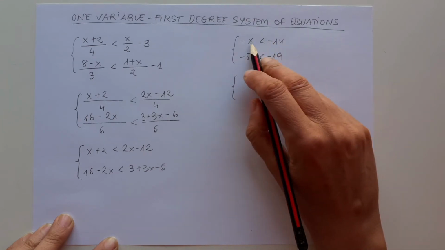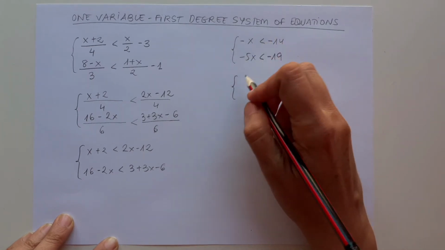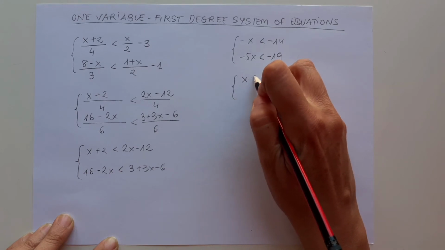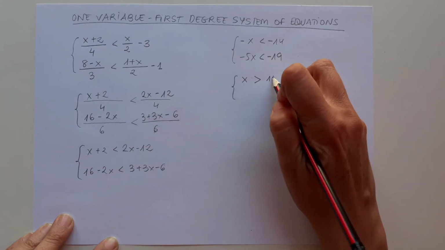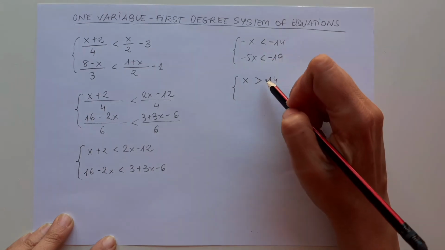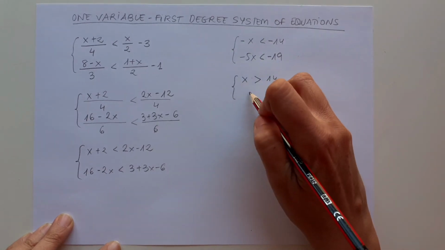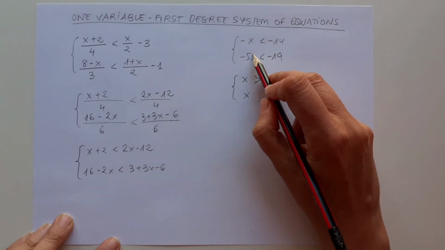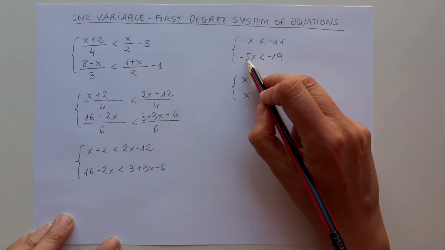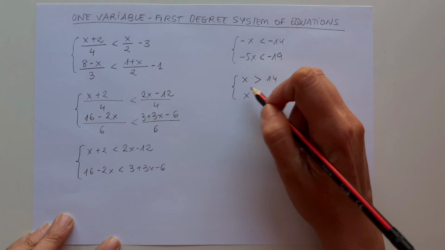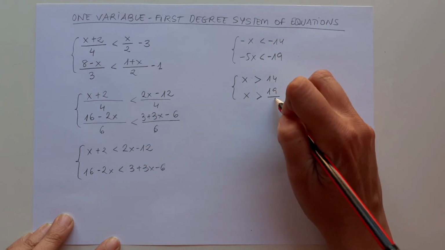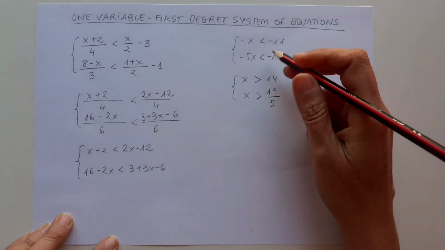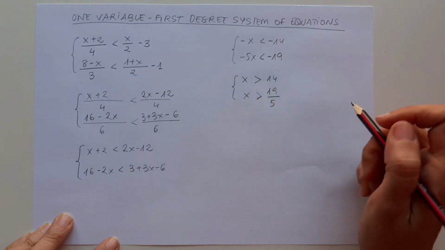And as I told you before, when you do this, you have to change the direction of the sign. So instead of being less than, now it is greater than. And here, to isolate x, I need to divide by a negative number, in this case negative 5. So again, I have to change the direction of the sign. And here 19 over 5, because a negative over a negative is a positive.